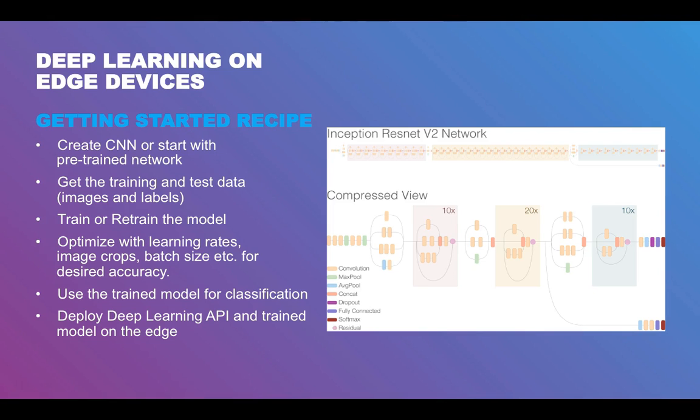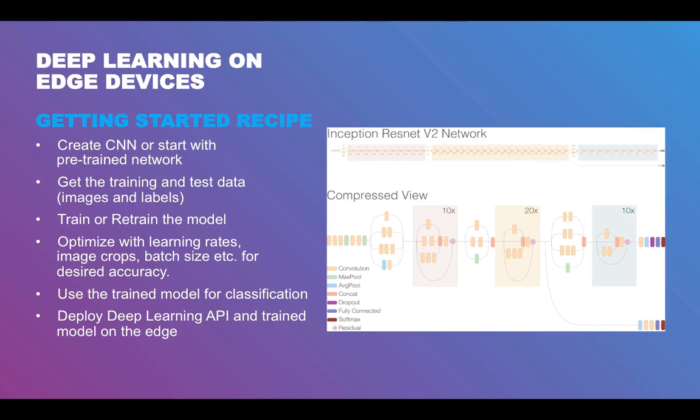This process is known as transfer learning, and it cuts down the training cycles from days to a few hours based on your training data. Next, you would go about optimizing your network by trying various learning rates, image crops, and batch sizes to get the desired level of accuracy. And coming up with the right set of hyperparameters is one of the toughest parts in deep learning. And once you get the desired level of accuracy, you can use this model for classification.